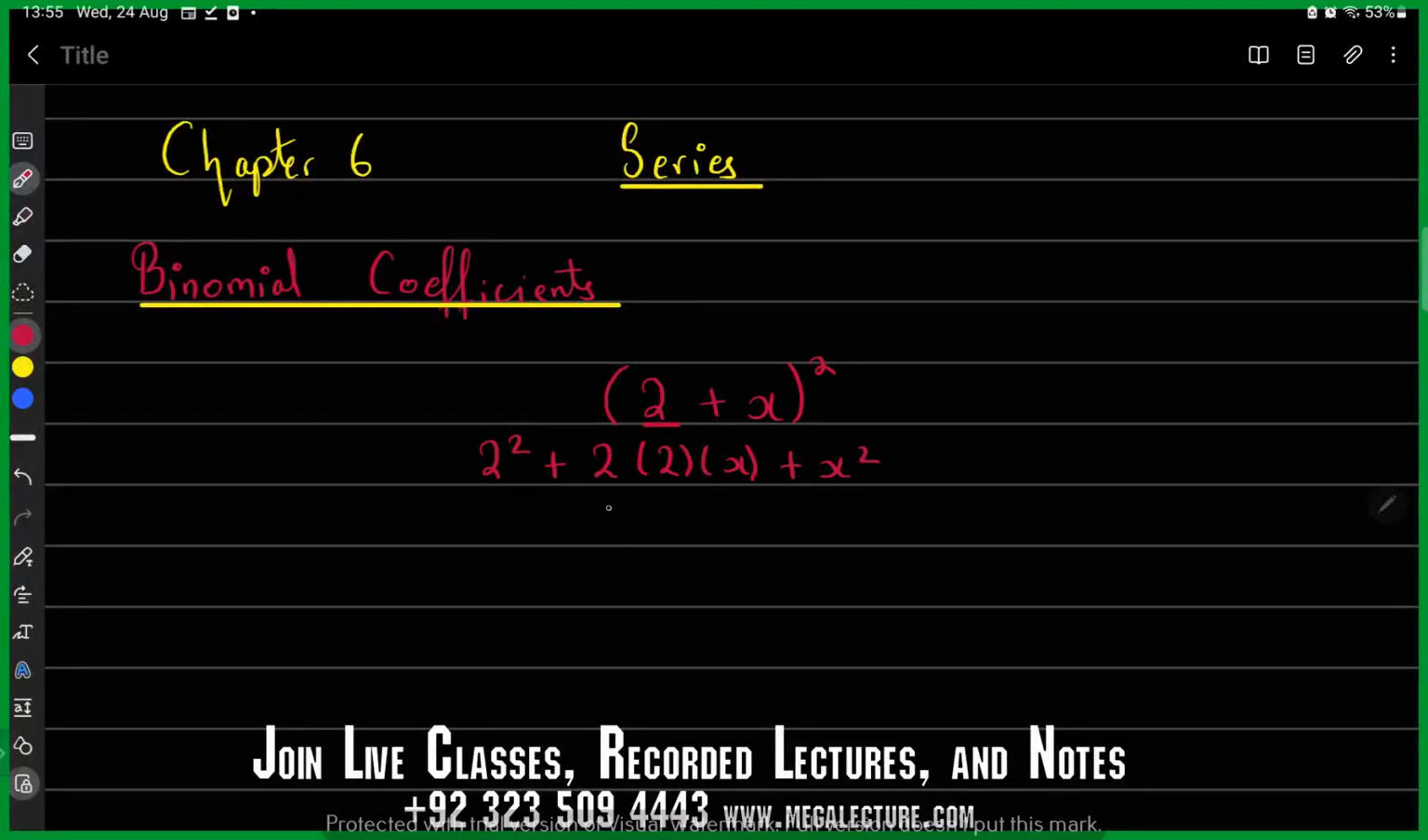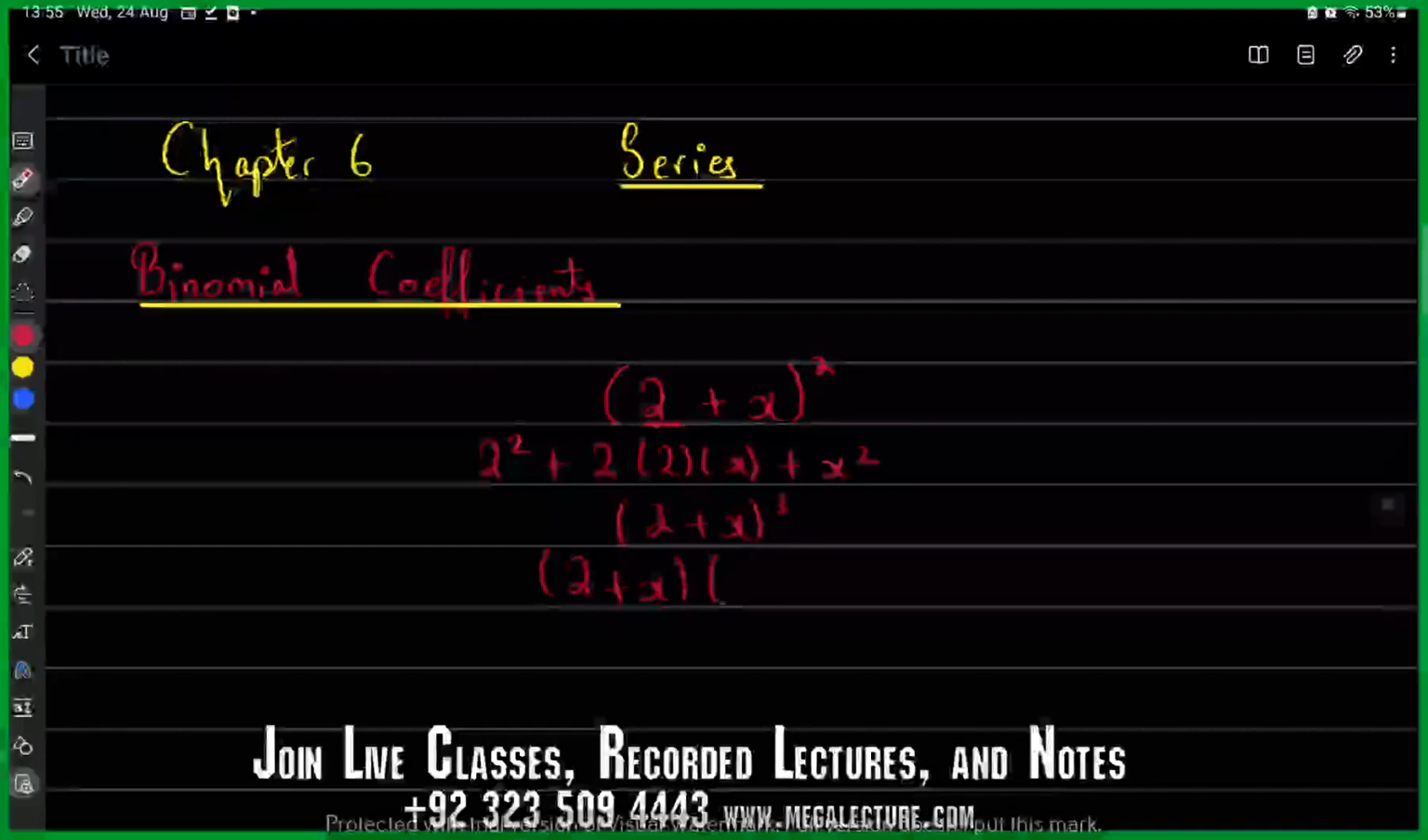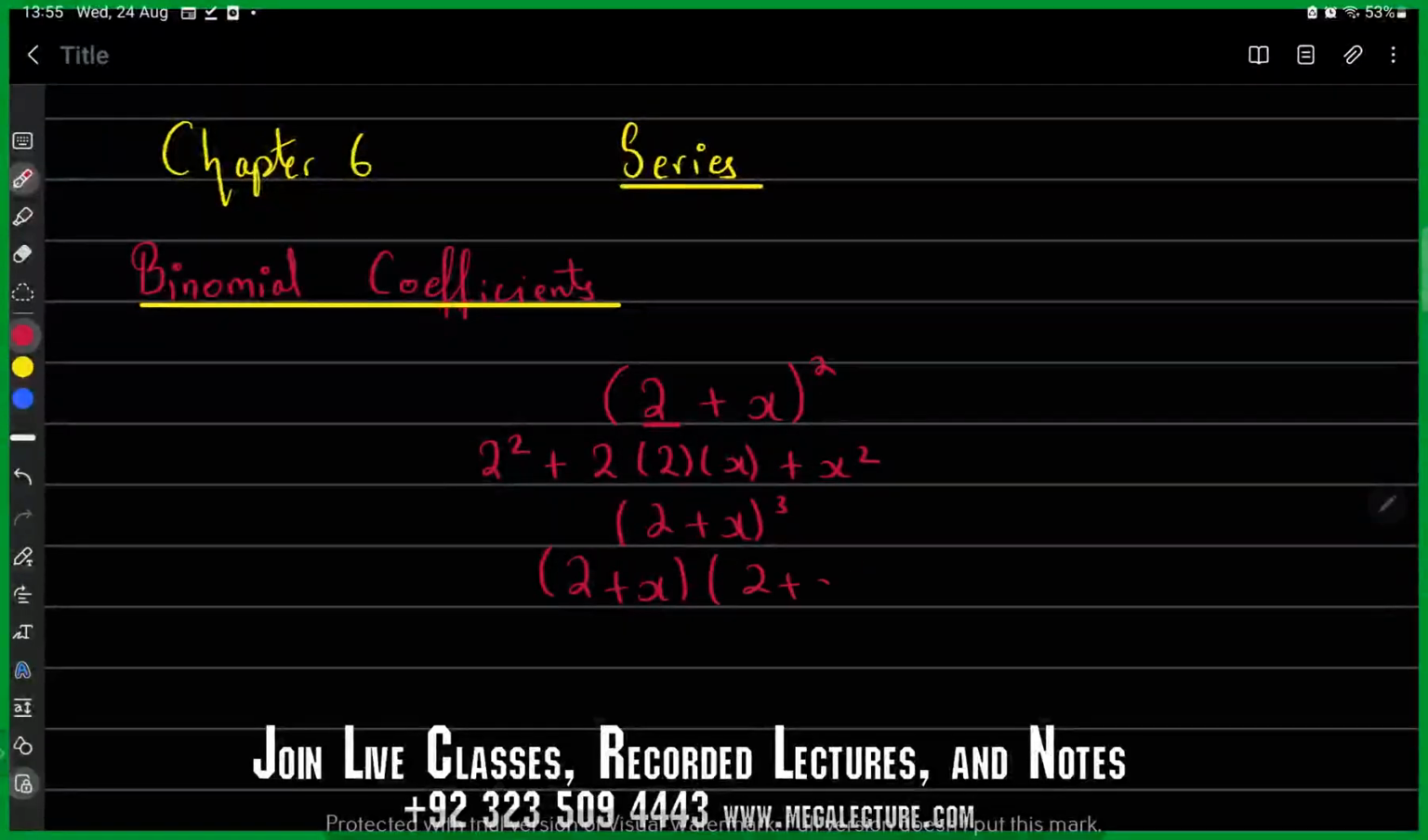Let's say the question was 2 plus x whole cubed. I can even expand this as well. How? By writing it this way, 2 plus x into 2 plus x squared. And then I can write the answer of 2 plus x squared, and then I can expand. But what if the question is about expanding 2 plus x whole to the power 10, or to the power of a very, very big number? Then we would get stuck.